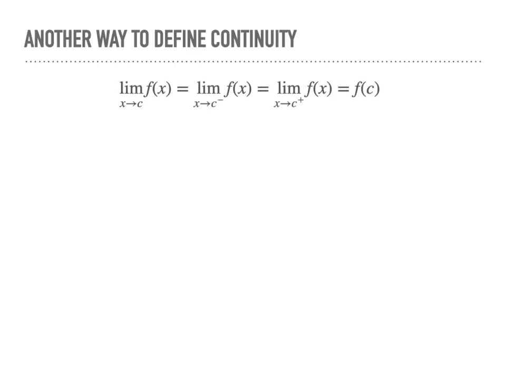So another way of explaining continuity is when the limit of f of x as x approaches c is equivalent to the limit of f of x as x approaches c from the negative side, and when that's also equal to the limit of f of x as x approaches c from the positive side, and if that also equals the value of f of c.